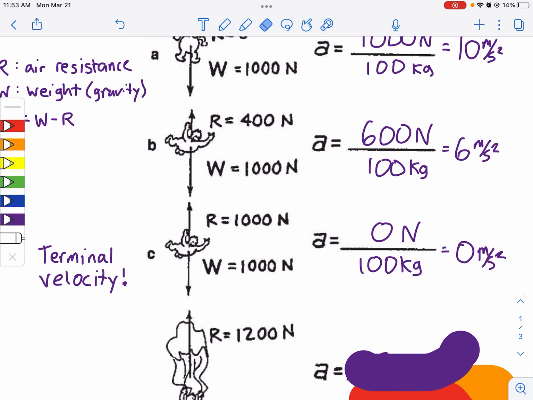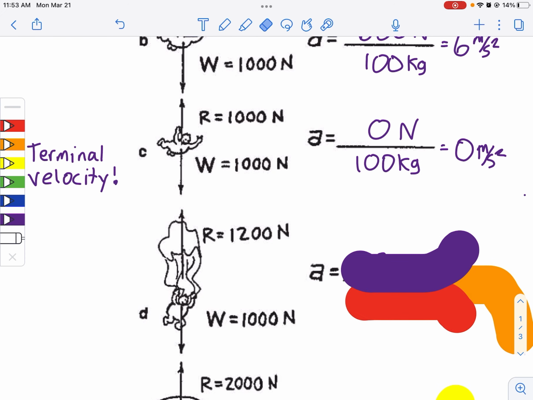He's going as fast as he possibly can. Air resistance is preventing him from speeding up. He's going really stinking fast. He's just not speeding up anymore, okay? And then he opens his parachute. What happens when he opens his parachute?